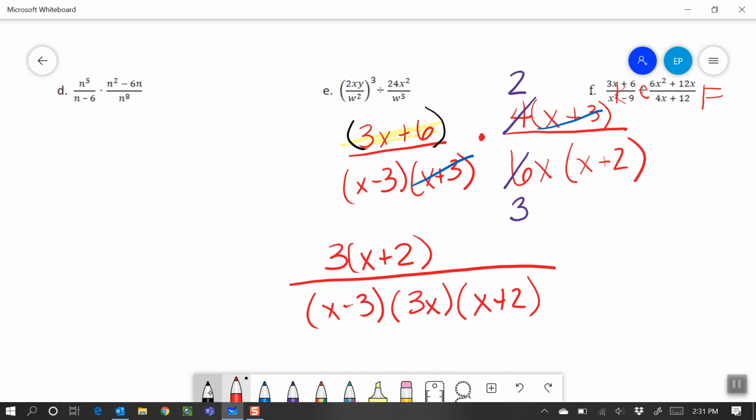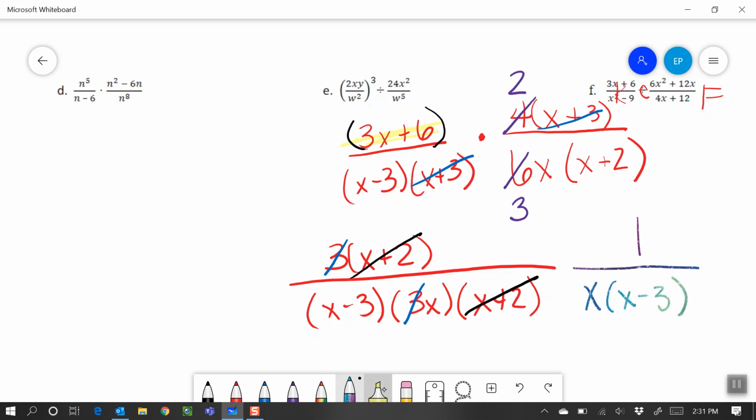So I'm going to use my black pen to cancel here. X plus 2 and x plus 2 cancel out, and then my 3 is going to cancel out with this 3. So on top I have nothing left. So I'm going to have just a 1 divided by, and the thing I have left on the bottom is x times x minus 3, and if you wanted to simplify that, you can make that x squared minus 3x. Either answer is correct. So that's what we have there.